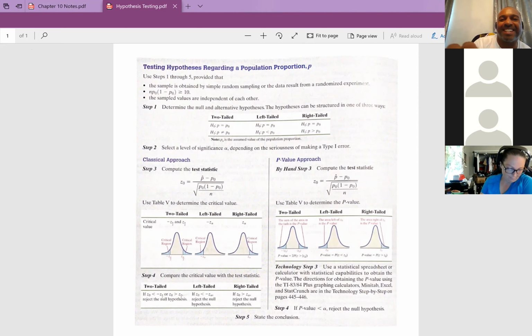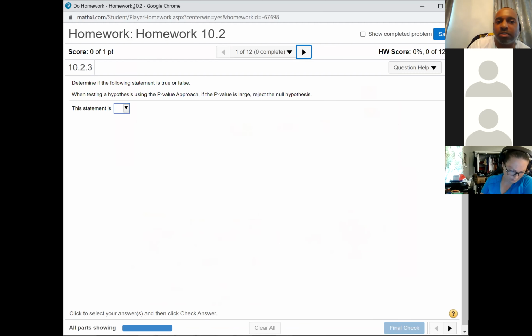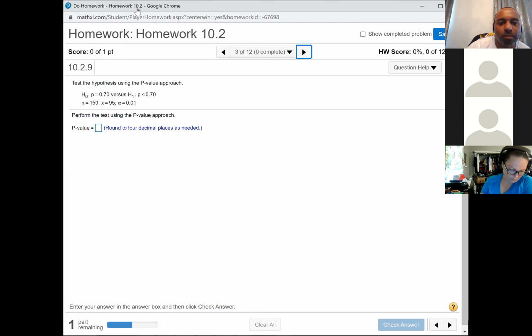All right, so let's look at homework. Number one is just a problem. Number two. Okay, looking at number three, I have some numbers. You don't have to copy down the numbers. I'm just letting you know how it's set up. Looking at number three, they give you your null hypothesis, your alternative hypothesis, n, and x. They give you alpha. So in this problem, they give you everything, and then they ask you to perform the test using the p-value approach.